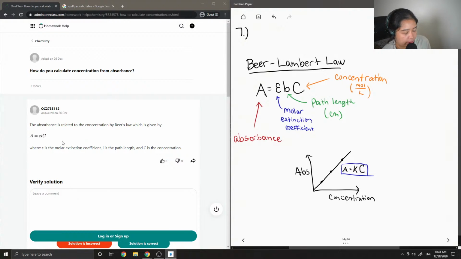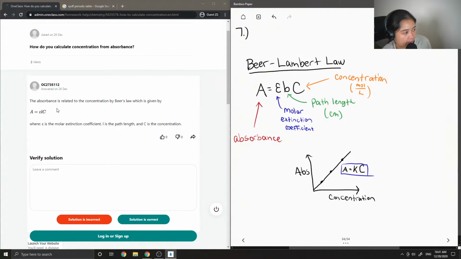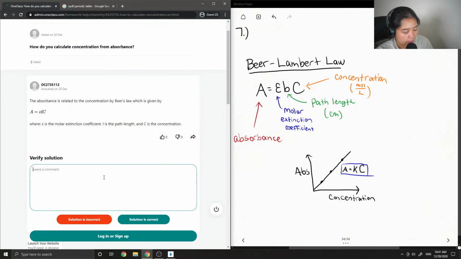So let's see what the junior tutor said. The absorbance is related to the concentration by Beer's law, which is given by A is equal to εlc. ε is the molar extinction coefficient. So you can also use l as the path length, but other sources use b. And c is the concentration. Okay, so this solution is correct.